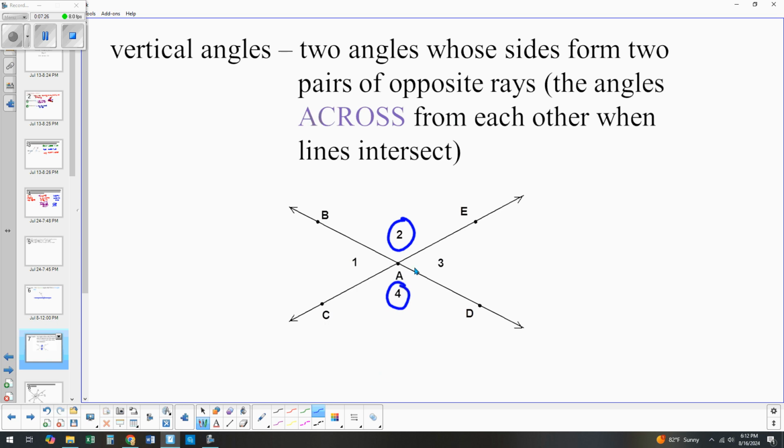And you could always check if angles are vertical by taking the two sides of one. So here are the sides of number 1. If I take the side of number 1 and keep going, and then I take the other side of number 1 and keep going, it did in fact form the angle of angle 3.